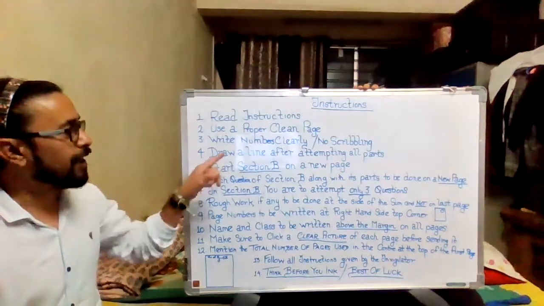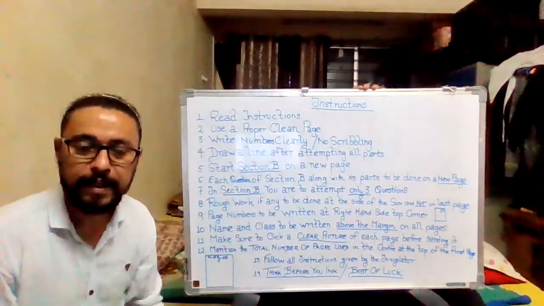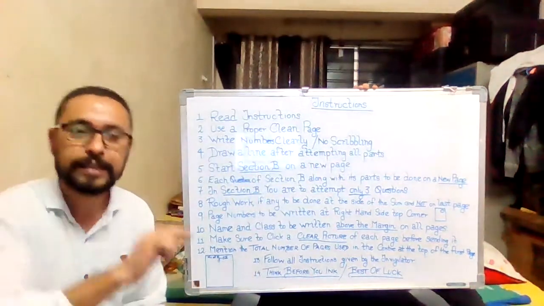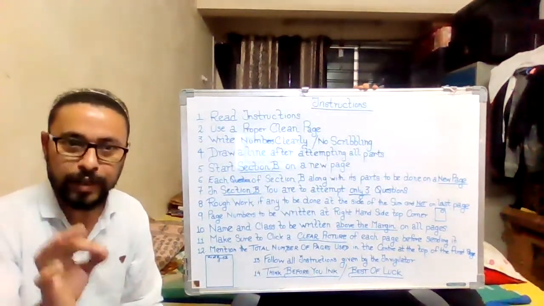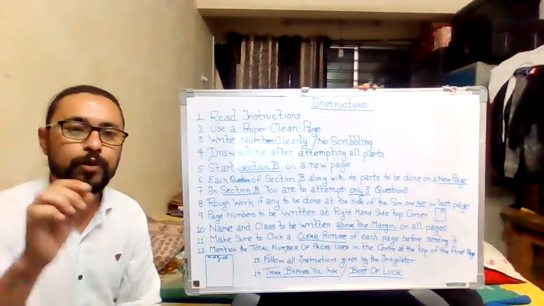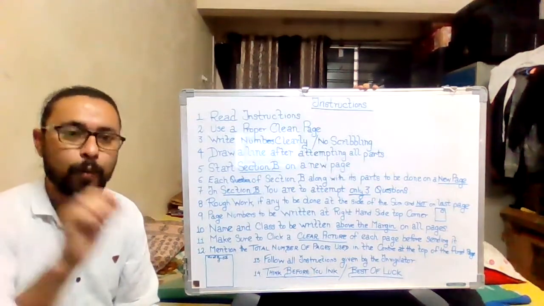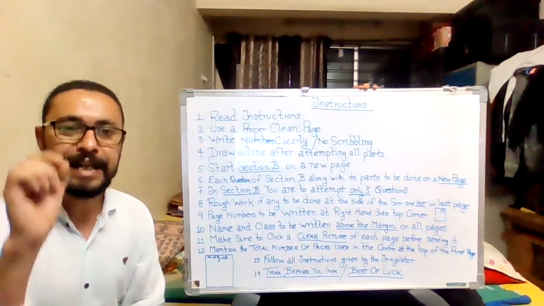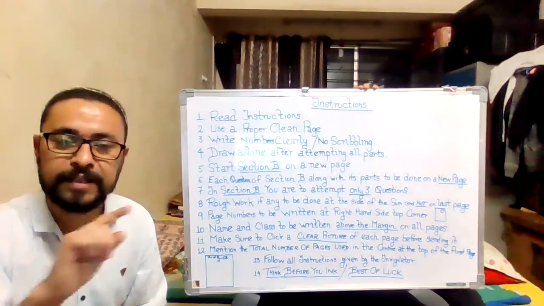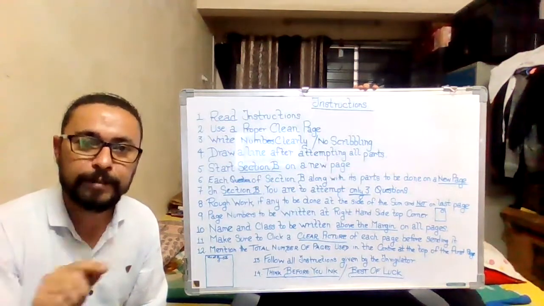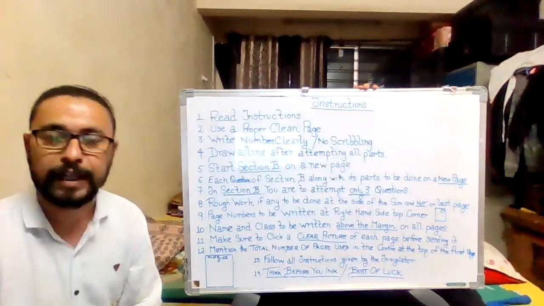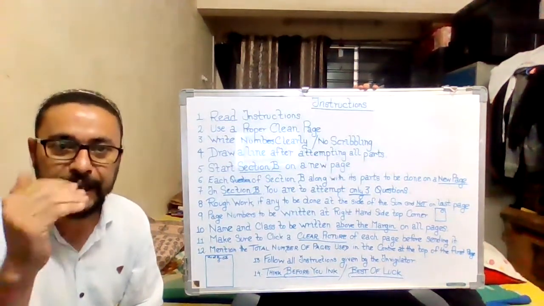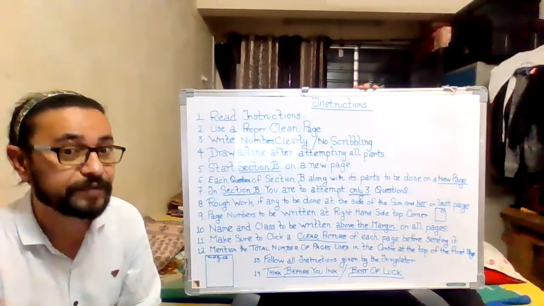Point number 4, draw a line after attempting all parts. If I've done sum number 1, A and B, then draw a line. 2, A and B, then draw a line. Don't draw a line after 1A, 1B, 2A, 2B. No. 1A and B, when you've done both the parts, then draw a line. 2A and B, when you've done both the parts, then draw a line. And do the parts one under the other, not one at the side of the other.